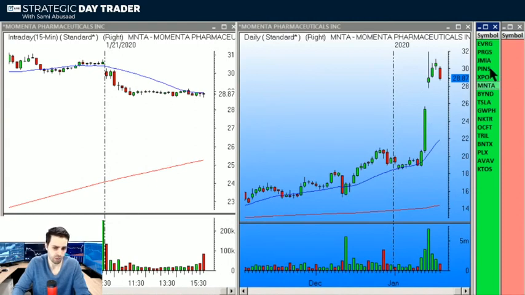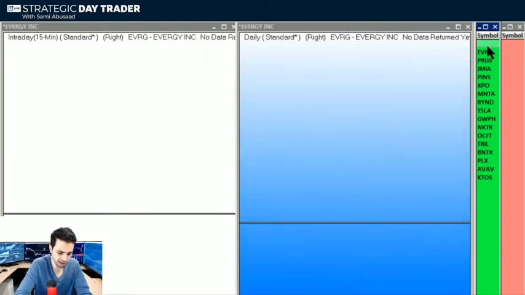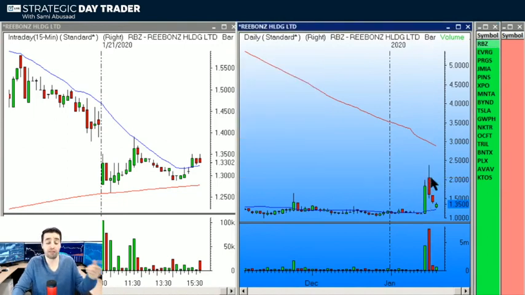Whereas which one were we looking at? The JMIA had a big green bar, small gap, it still worked. Does that make sense? RBZ, which I think I took off the list here, big green bar, it still worked even though it was a small gap down. So I probably would prefer a big green bar as opposed to a big gap today. But I like to have both. I like to have a big green bar the previous day and a big gap today. Both of these are good.